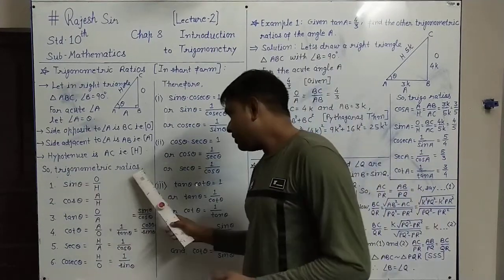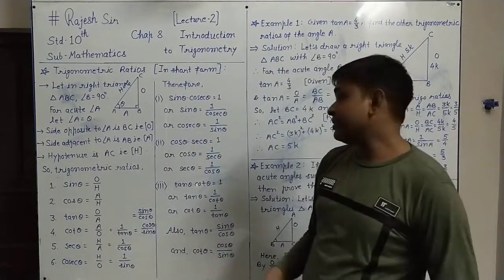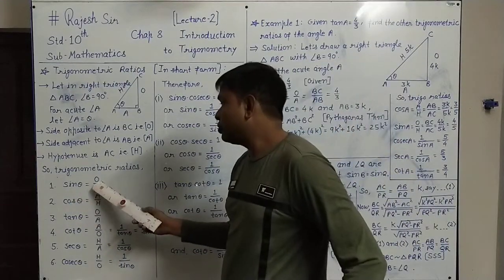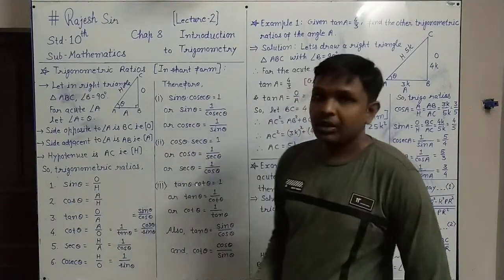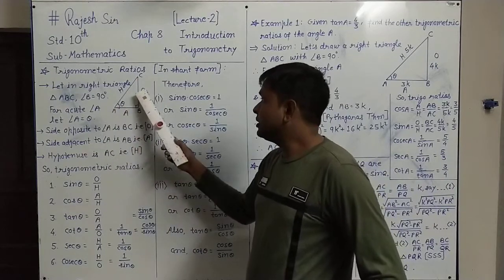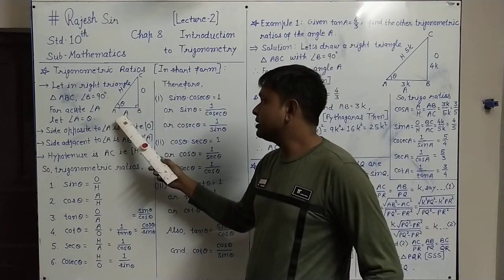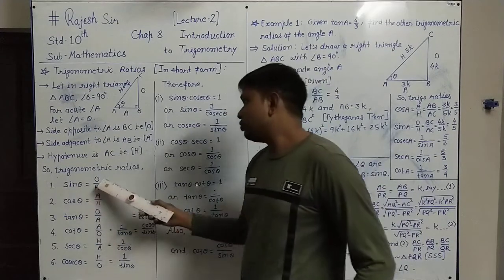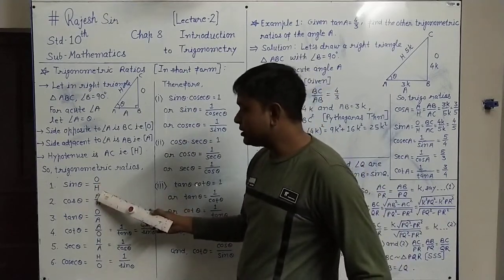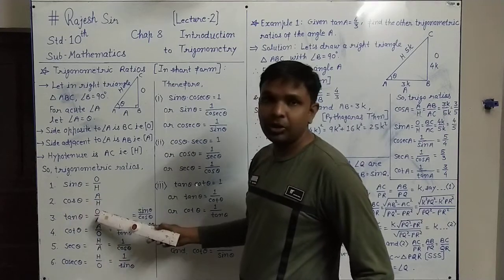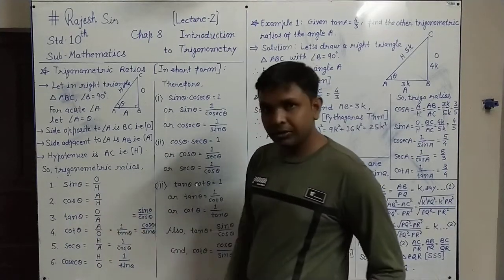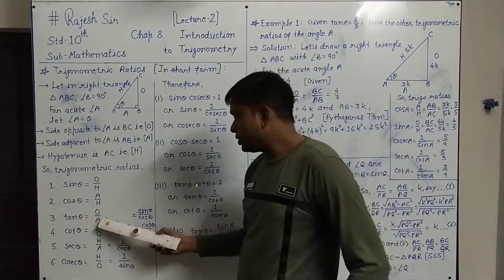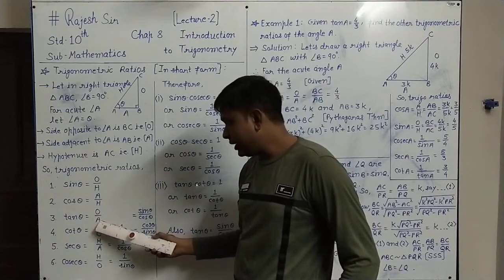So the trigonometric ratios, as we have seen in the last lecture: sin theta equals opposite upon hypotenuse of theta. Opposite is denoted by O, adjacent by A, and hypotenuse by H, as we have noted. So sin theta equals opposite upon hypotenuse, that is O upon H. Cos theta equals adjacent upon hypotenuse, that is A upon H. In short, tan theta equals opposite upon adjacent, that is O upon A.